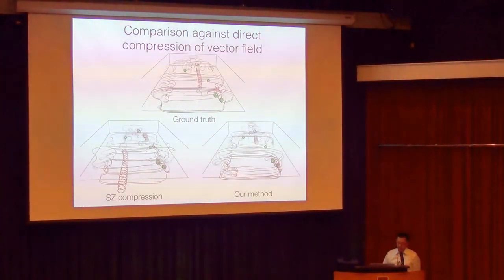So they have a similar compression rate, but as you can see, using the compressed streamlines is actually better in terms of preserving the flow features and the patterns in the underlying vector field. Because if you just compress the vector field itself, a slight change in the individual vectors may perturb the eventual integral lines dramatically.